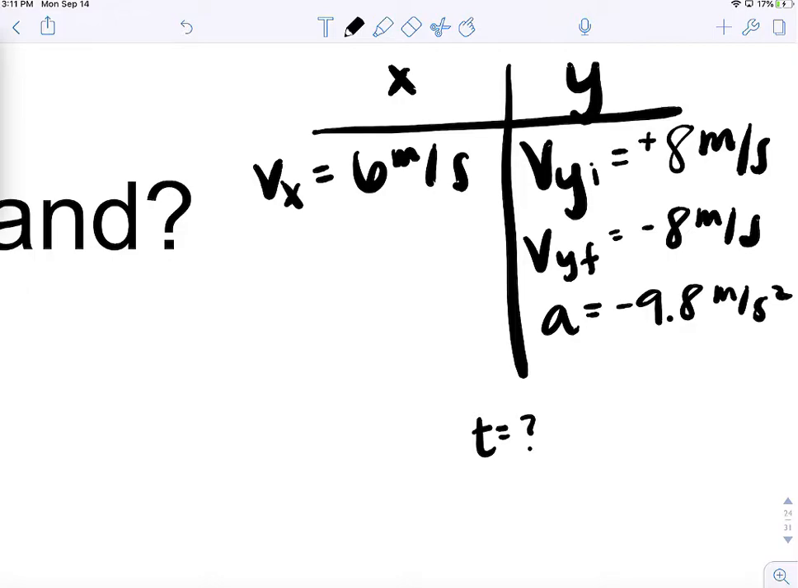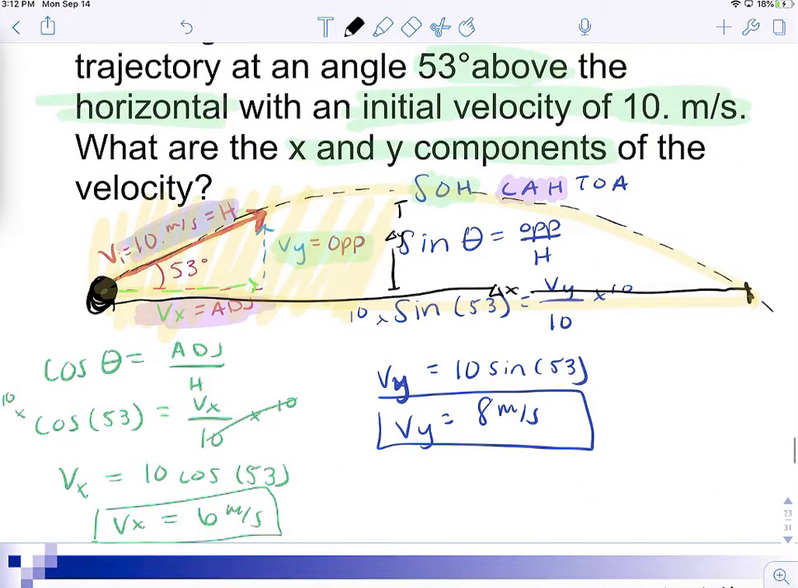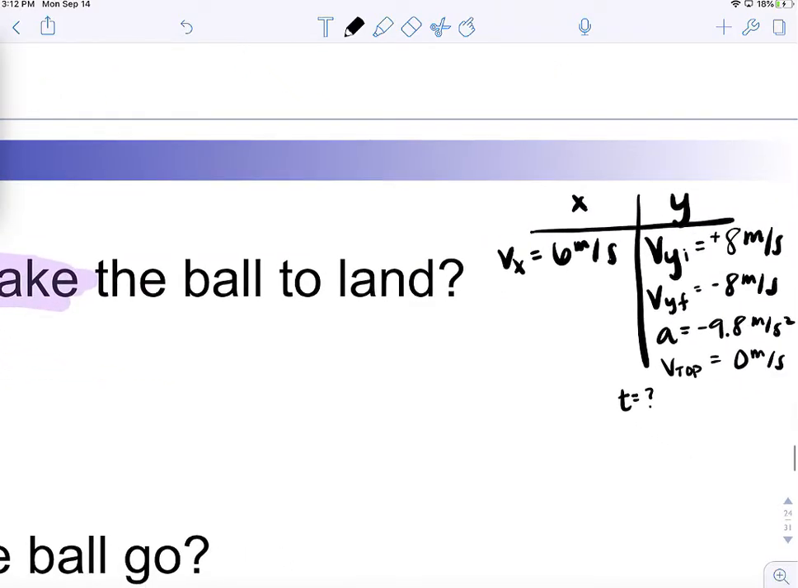Something else I don't want to forget, and I know some of you don't like to write this, but I like to write as much information as I know. I know the velocity at the top in the y direction is 0, because I'm not completely at rest at the top, since it's still moving sideways. But I stop moving up at the top and I start moving down. I change direction. Great, I know a bunch of information.